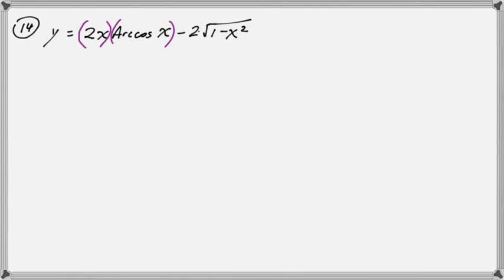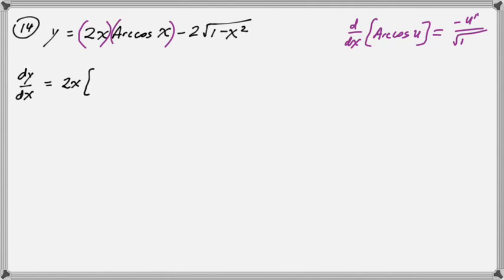And I have a product over here, but the 2 is a constant, so I don't need a product rule on that one. But I do need a product rule on this first product. So I'll bring down the 2x times the derivative of arc cosine. The derivative of arc cosine is the same as the derivative of arc sine, but it has a negative. So it's negative u prime over 1 minus u squared. If u is x, u prime would be 1, so it would be negative 1, divided by 1 minus u squared.